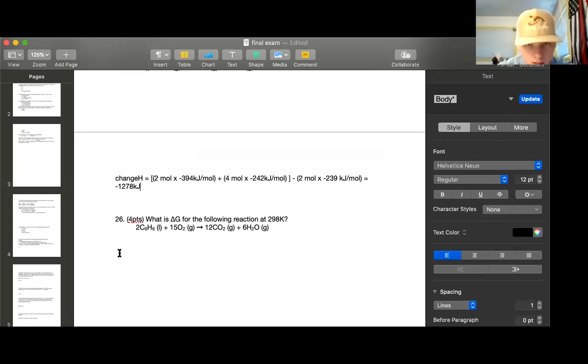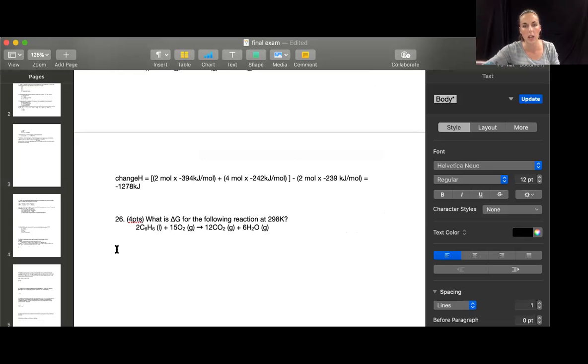Good? Okay. All right, number 26, last and final question. What is the change in G for the following reaction at 298 Kelvin? So let's see. This is another just kind of like that one. It's the same with using Hess's law, so we can use that table for the change in G. So let's see. They give us the reaction. So I'm doing the exact same thing I did in the last question. I'm just using G instead of H.